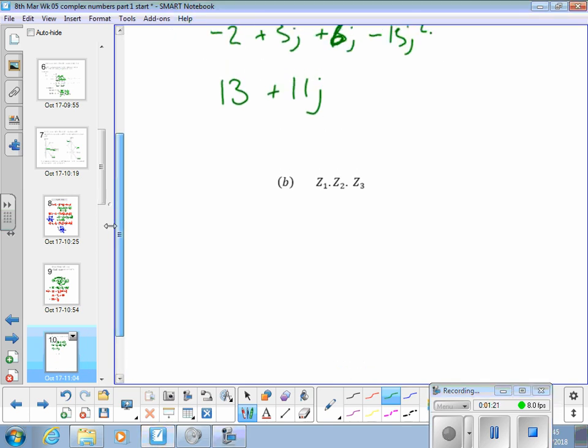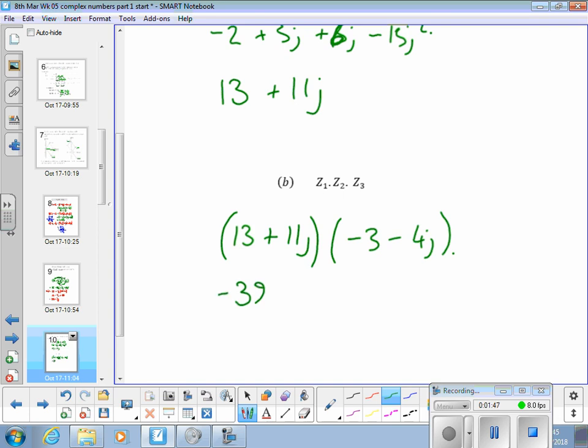And then taking that result, so 13 plus 11j, and multiply it by minus 3 minus 4j. 13 times minus 3 is minus 39. 13 times minus 4, minus 52j. 11 times minus 3 is minus 33j. 11 times minus 4 is minus 44 j squared. That comes to minus 39 minus 44, minus 83, isn't it?